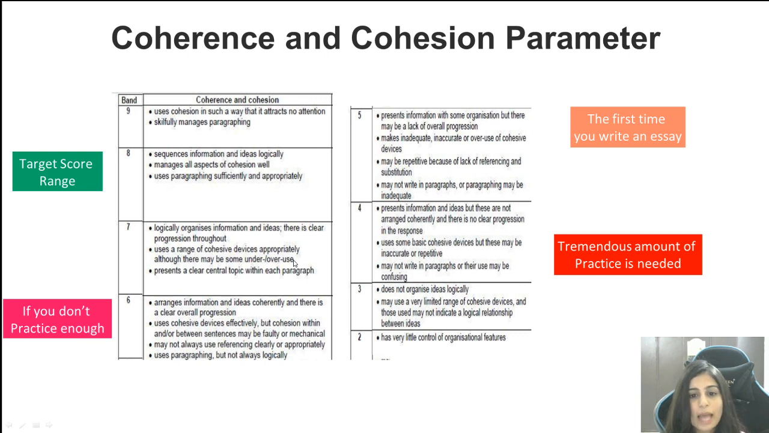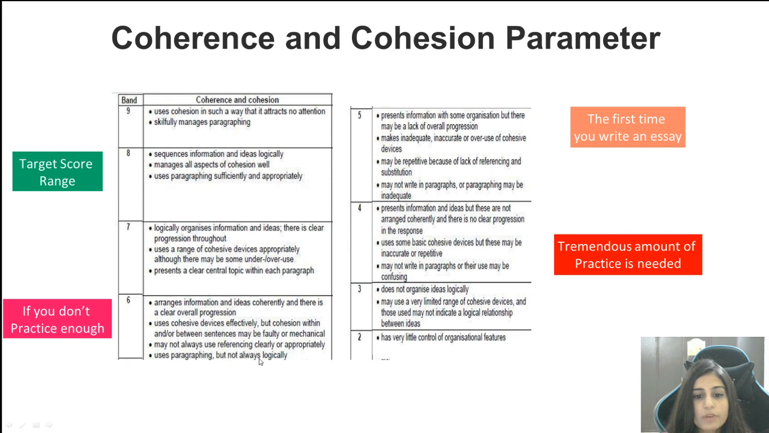Arranges information and ideas coherently. There is a clear overall progression. Uses cohesive devices, but cohesion with or between sentences may be faulty or mechanical. It should not be mechanical, it should not be faulty, it should not gain any attention. It should be very, very natural. Okay, only where the connector is needed, you have to write it there. Unnecessary usage of connector would backfire, so you should not be using them unnecessarily.